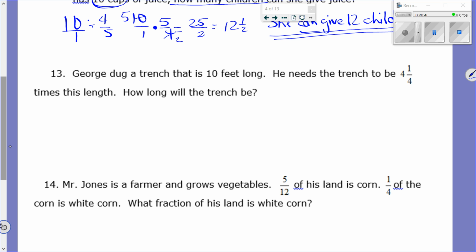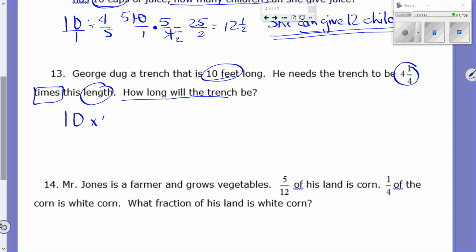Guys, come back in. Okay, George dug a trench that is 10 feet long. He needs the trench to be 4 1/4 times this length. How long will the trench be? The problem, if you'll mark your text, actually gives it to you. What am I doing in this case? Multiplying 10 times 4 1/4.